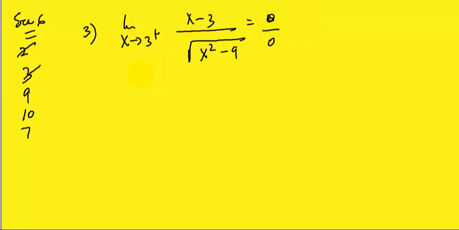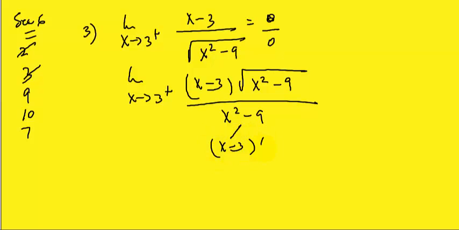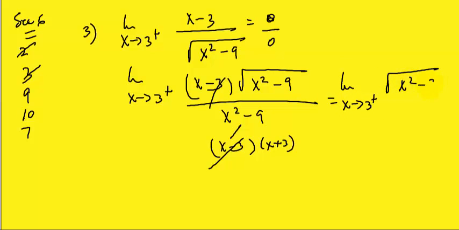So let's rationalize the denominator. Limit as x goes to 3 from the plus side. I have x minus 3 times radical x squared minus 9. And when I multiply the bottom by radical x squared minus 9, that's going to become x squared minus 9. Right? Gets rid of the radical. Of course, this now splits into x minus 3 and x plus 3, correct? So because of that, this reduces, and I have a limit as x goes to 3 from the right side, rad x squared minus 9, all that over x plus 3. Correct.